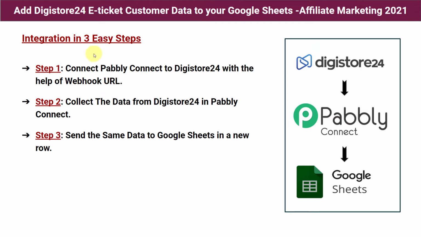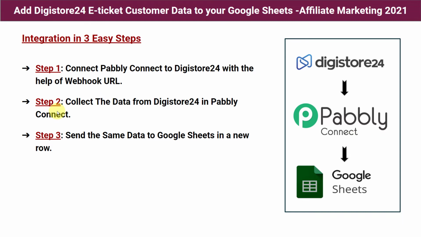So guys, these are the 3 easy steps by which you can also make this integration or connection between your Digistore24 and Google Sheets. Step 1 is connect Pabbly Connect to Digistore24 with the help of a webhook URL. First of all, we are going to open Pabbly Connect and connect our Digistore24 with Pabbly Connect.